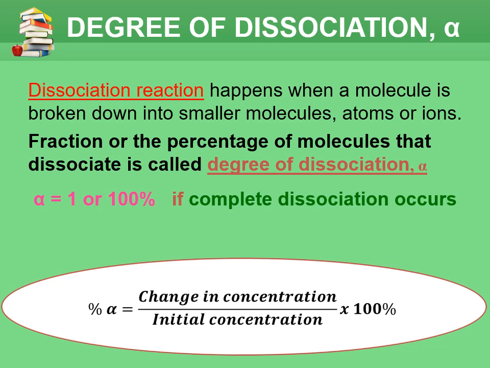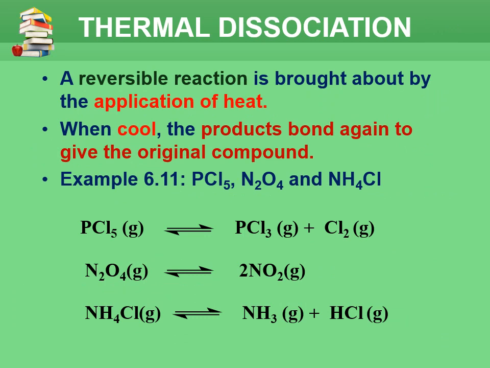A reversible reaction for thermal dissociation is brought about by the application of heat. When cooled, the products bond again to give the original compound. Example 6.11 is showing us how PCl5, N2O4, and ammonium chloride dissociate. Please write this down in your page 176.